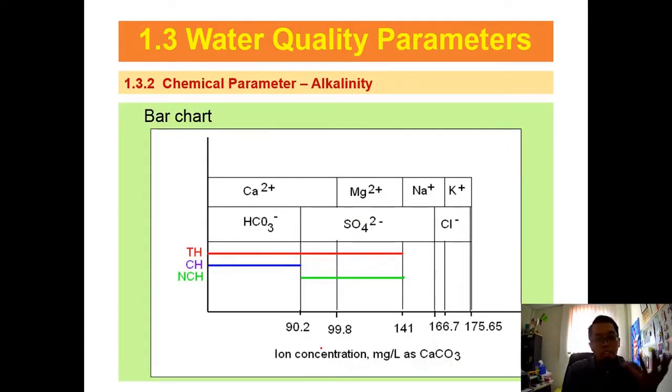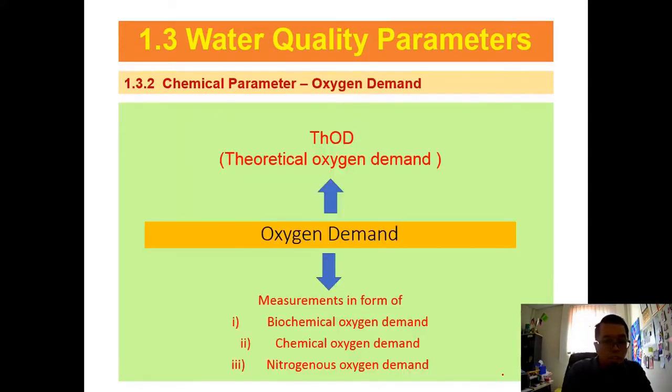This is the bar chart, just create. Okay, this is the axis, as the milligram per liter of calcium carbonate. Okay, so now we proceed to the oxygen demand.